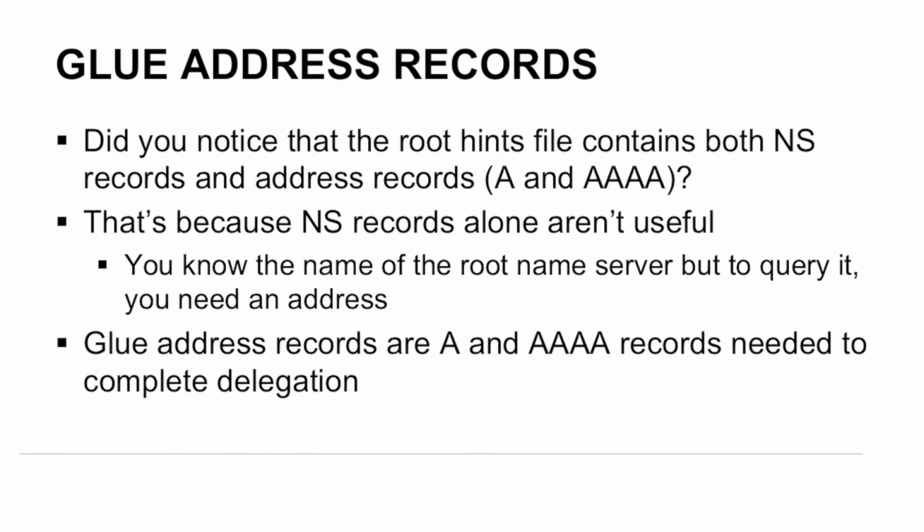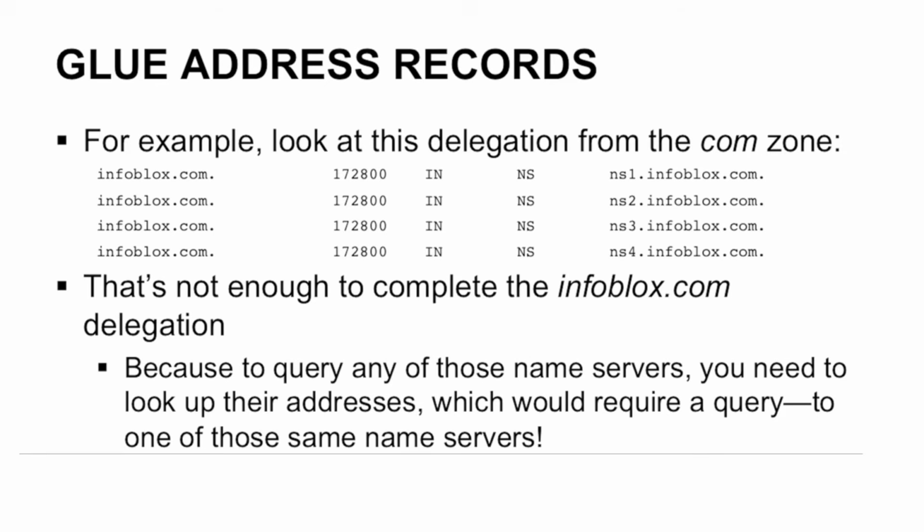Those A and quad A records are important, critical in fact. That's because the NS records alone aren't enough. You know the name of the name server you need to query, but not its address, and you need an address to send the query to. Those accompanying A and quad A records are the glue that completes the delegation. Here's the real delegation from the com zone to the infoblox.com zone. It's useless as is because there are no addresses. And to find the addresses, a recursive name server would need to query those same infoblox.com name servers. A real chicken and egg problem.